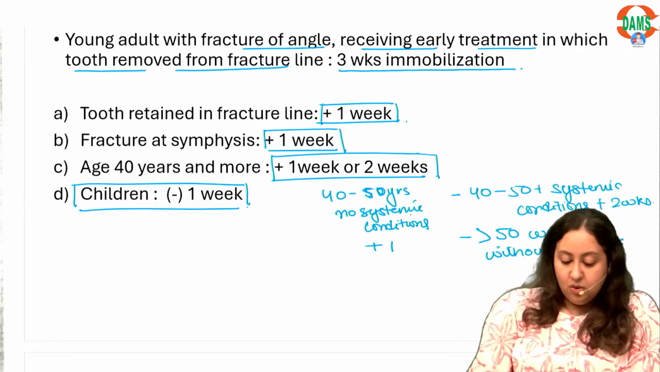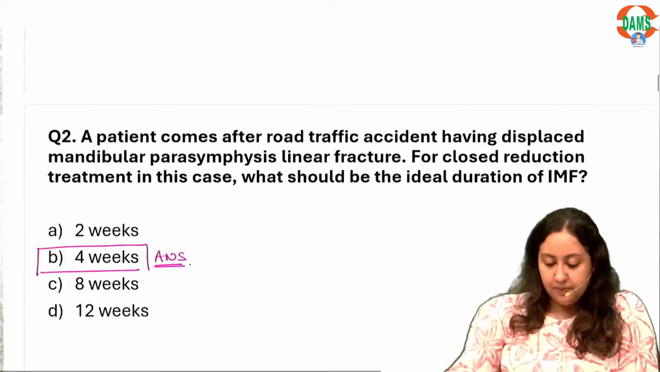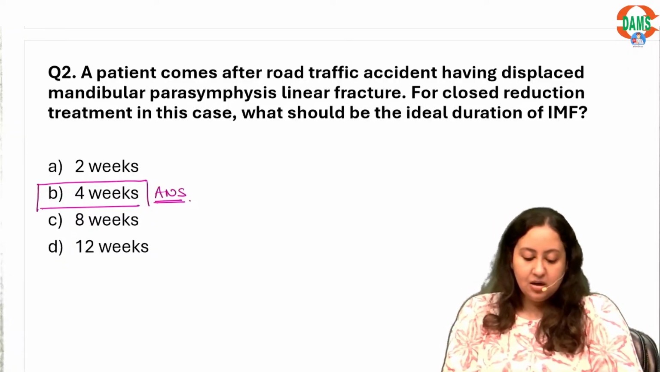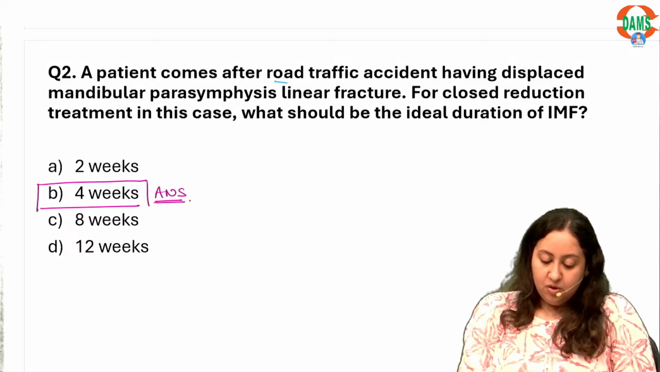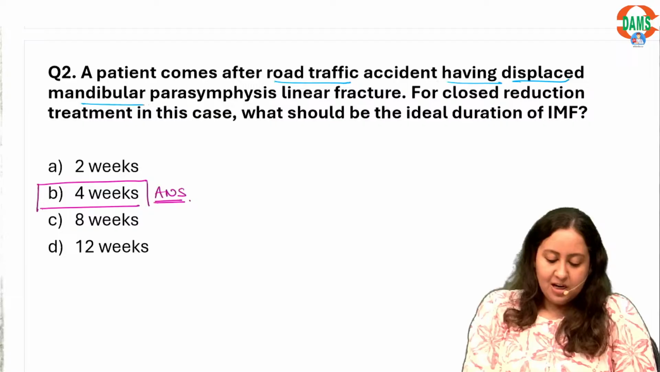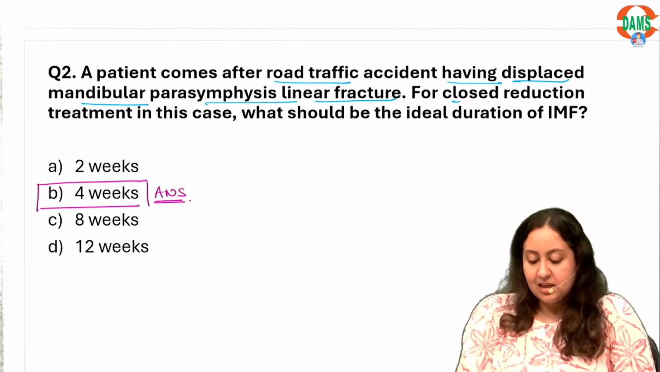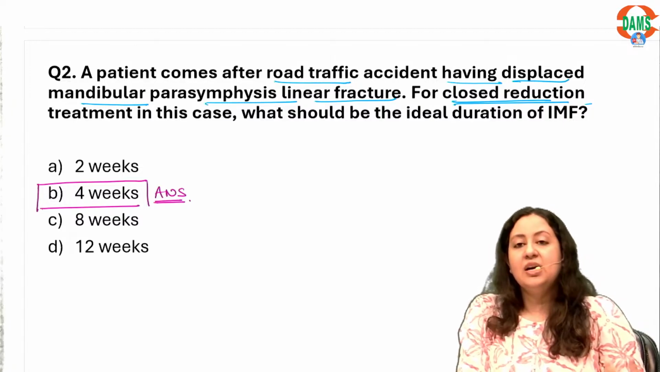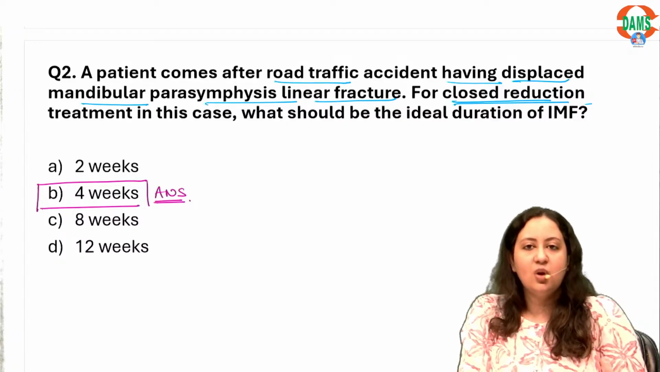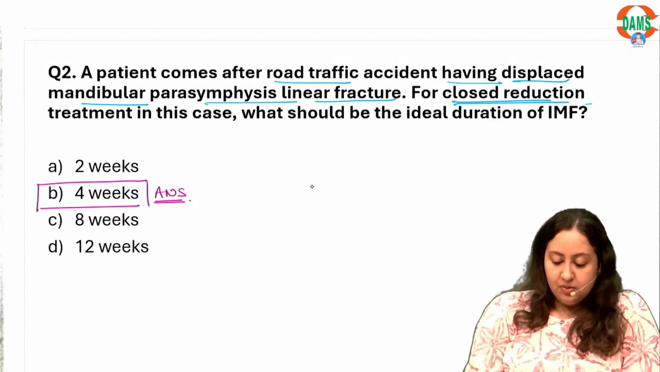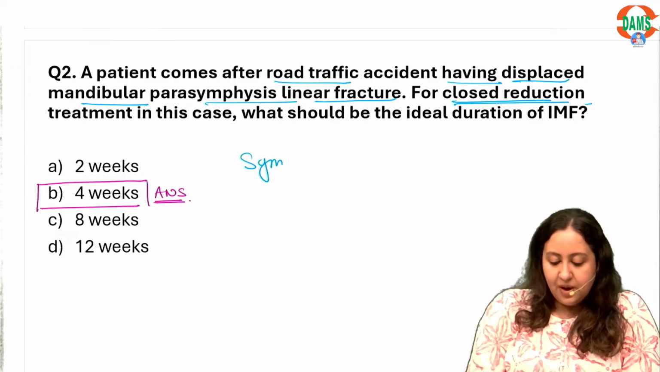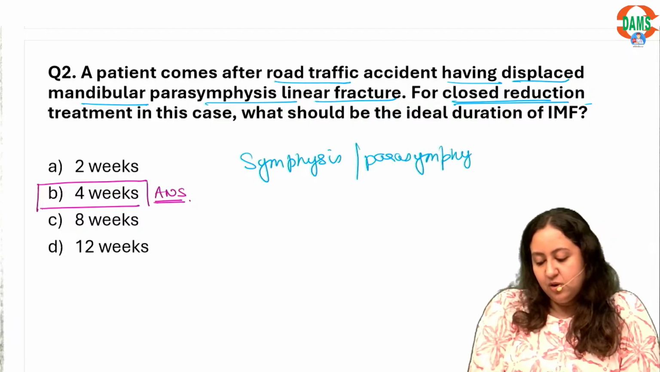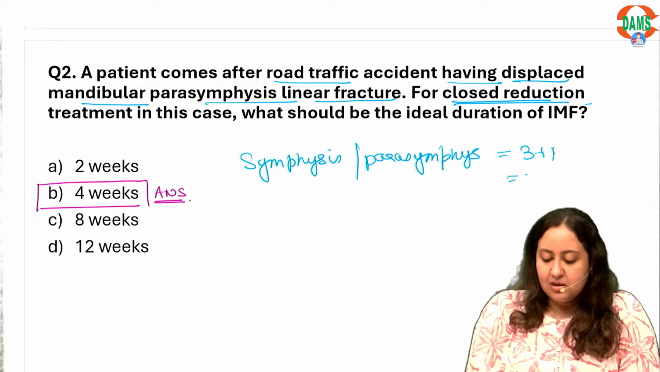Alright, so now let's go back to our question. The question has really not mentioned anything for us. It has only mentioned a road traffic accident patient having displaced mandibular parasymphysis linear fracture, and they're asking specifically closed reduction. Ideally for a displaced fracture we are going to do ORIF, but here when they're asking you in terms of closed reduction, you will answer accordingly. So we saw that for a symphysis or parasymphysis fracture, we are going to add another week to 3 weeks. So 3 plus 1, the answer is 4 weeks.